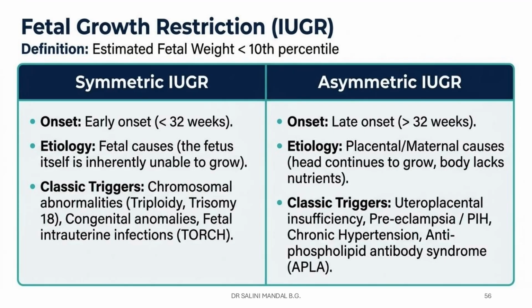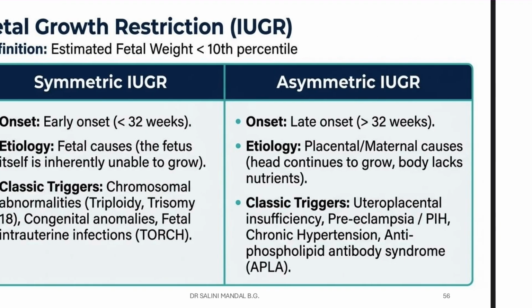That is for asymmetrical. Coming to symmetrical, the classic triggers are chromosomal abnormalities like triploidy and trisomy 18, congenital anomalies, and fetal intrauterine infections like TORCH, and all that. But for asymmetric, it is basically uteroplacental insufficiency, preeclampsia or PIH, or chronic hypertension. Then again, APLA syndrome, the antiphospholipid antibody syndrome, and all that can be the reason for asymmetrical IUGR.